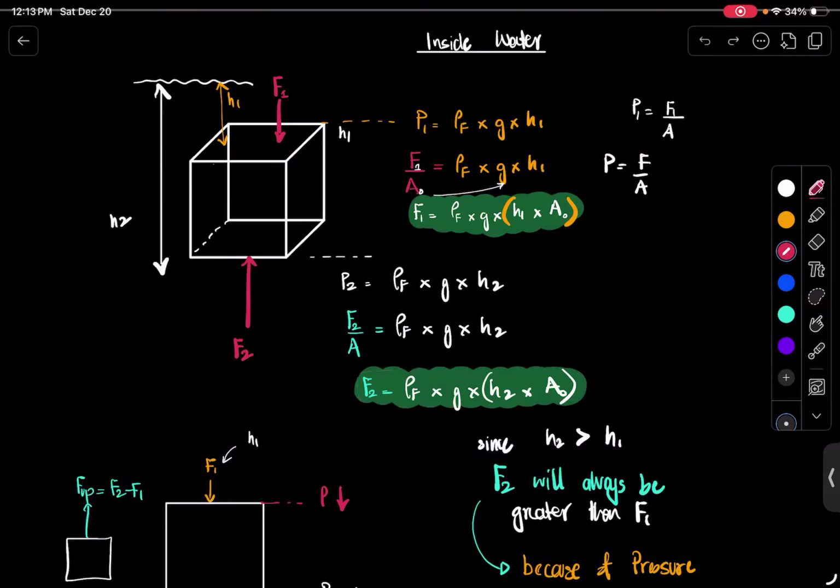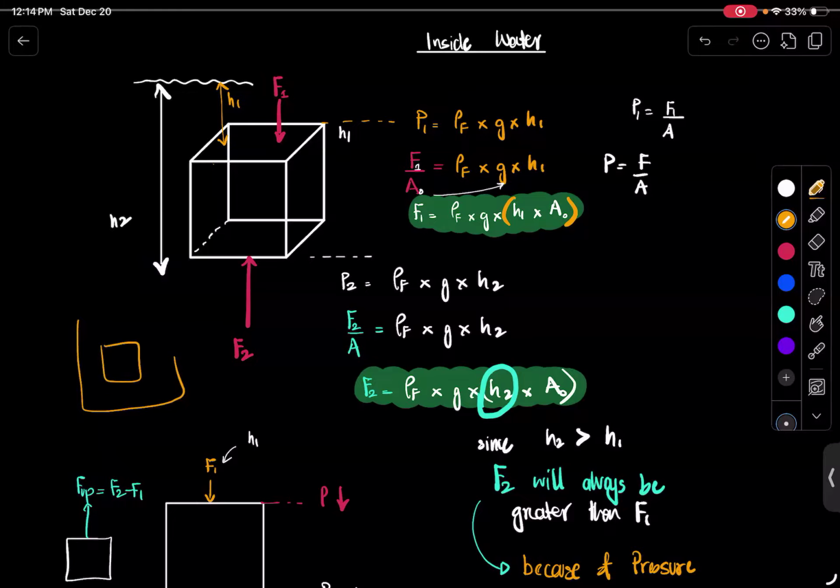Now, F2 is supposed to be higher than F1, right? Yes, it is always going to be higher than F1, because do you see that in the expression you have height h2 for F2 and height h1 for F1. H1 is the height or depth from the top, which is always going to be smaller than the depth of the bottom face, right?